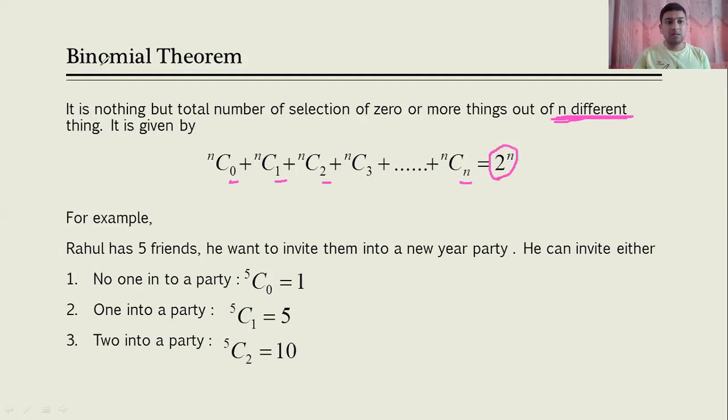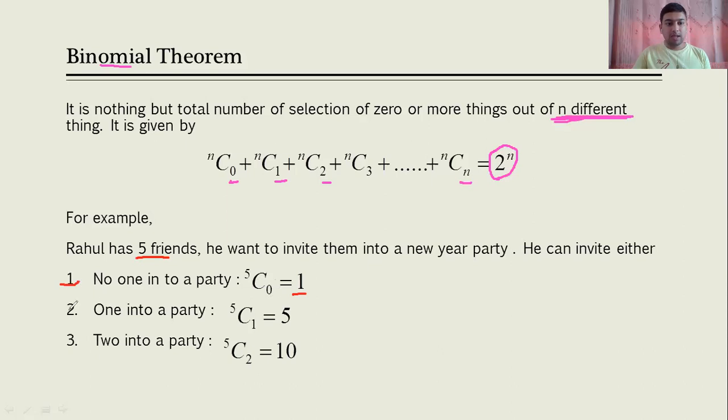Now to understand the binomial theorem, let us consider an example. Rahul has 5 friends and he wants to invite them to a new year party. Now how can he invite them? First case, no one to the party. That means let's say he has not invited anybody. He is enjoying himself. So out of 5, he has selected 0 friends. So it will be 5C0. If you calculate 5C0 with the formula, it is equal to 1.